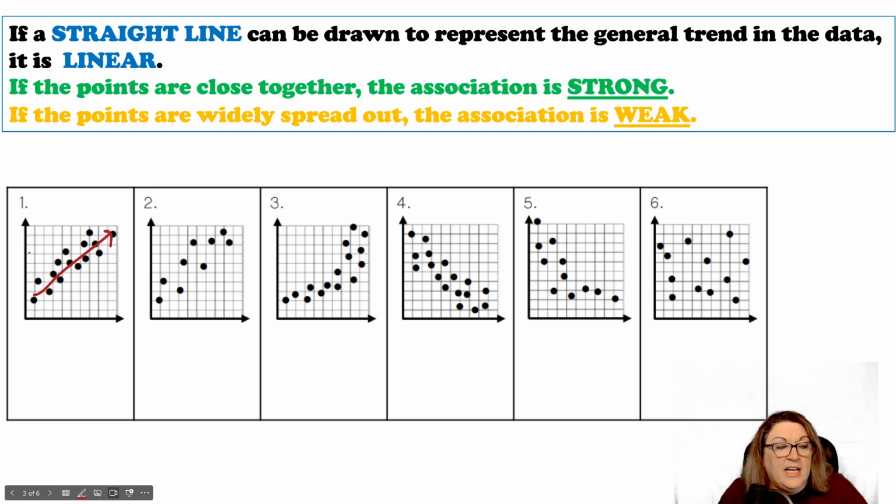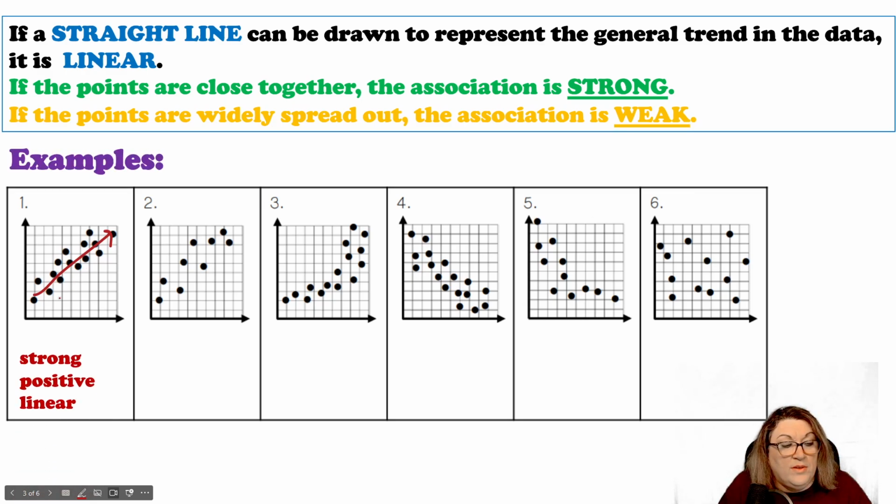So if I'm trying to answer this one, I'm saying, okay, this is a positive because it looks like it's going up from left to right. It's strong because the points are close together. They're not very spread out. And it's also linear. So that's what we have here.